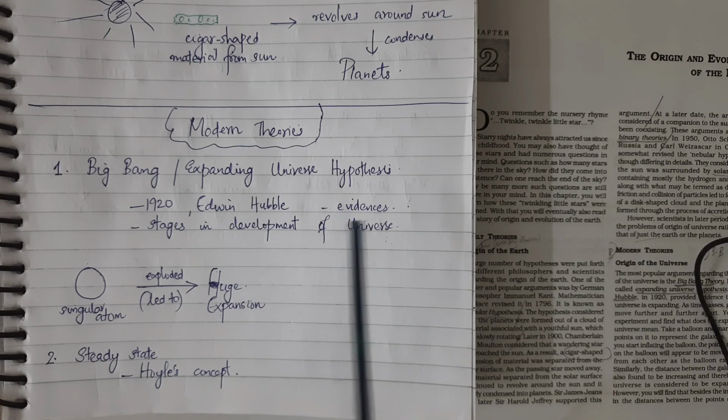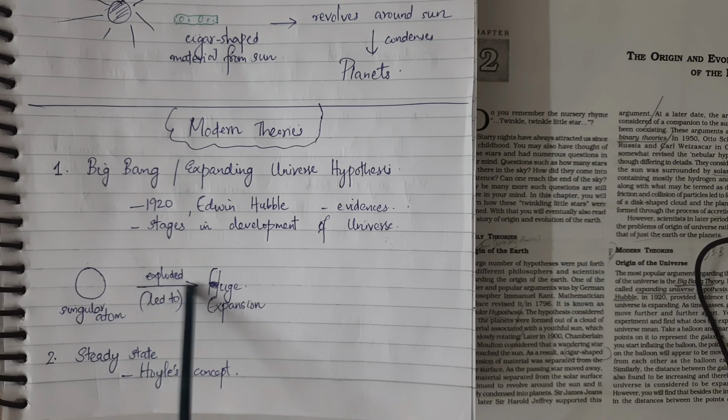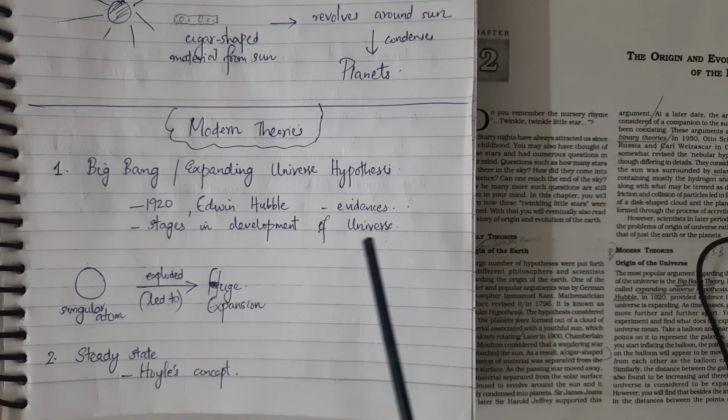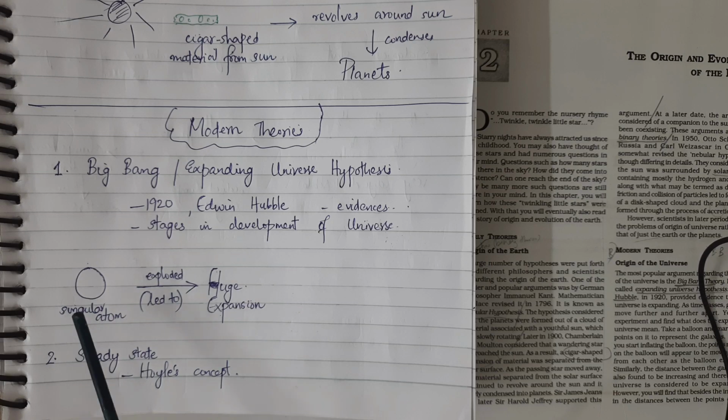The stages are like this: there was a singular atom, and after some time an explosion happened, and the expanded particles started drifting away. It was a huge expansion, and this expansion continues even today. This is what is told. So while the big bang happened, the expansion was very rapid. Then after some time it slowed down.